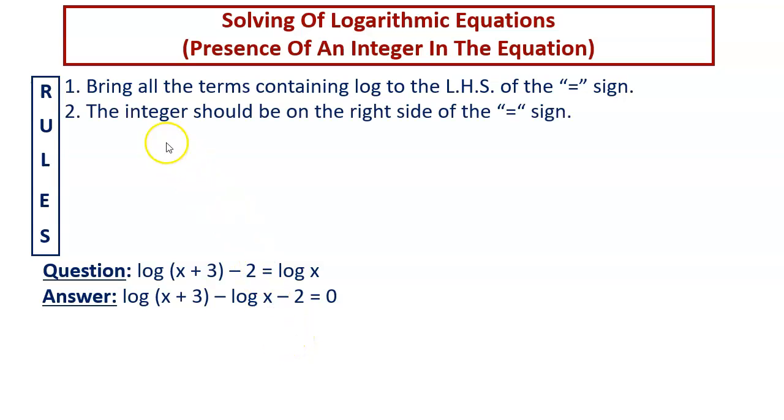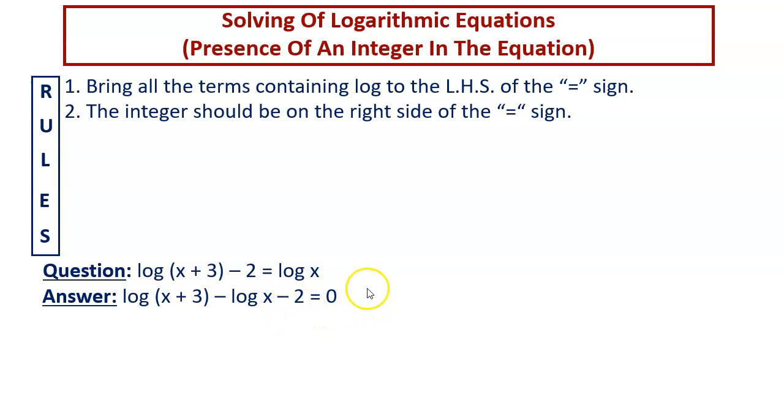Rule number 2. The integer should be on the right side of the equal to sign. Now, since this question contains a single integer, I have written the integer. But in reality, you have to take all the integers. All the integers should be present on the right-hand side of the equal to sign. And they should be added and subtracted together, simplified to give us a single number. There should be a single number present on the right-hand side of the equal to sign. If you have multiple integers, get all the integers on the right-hand side.